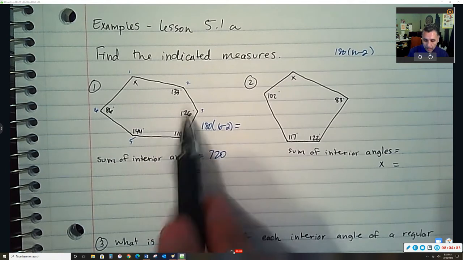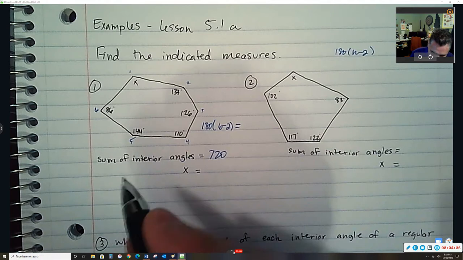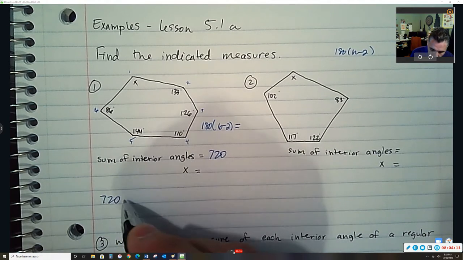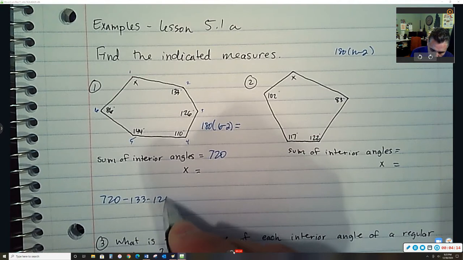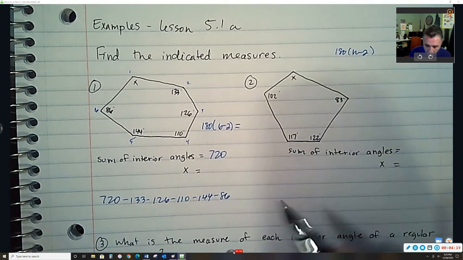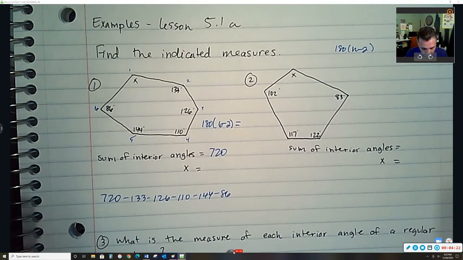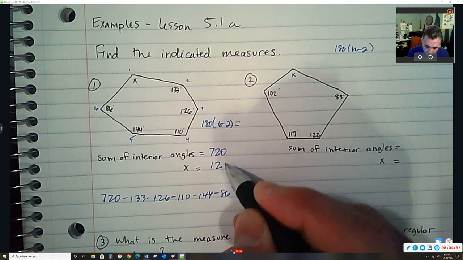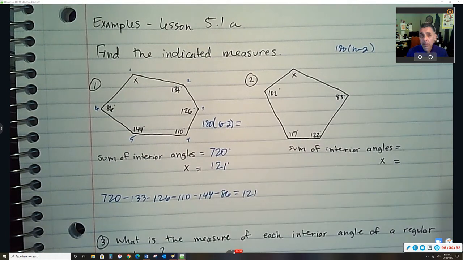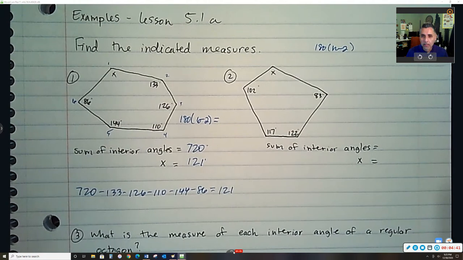Now I already have some, so all I need to do to figure out x is take 720 and subtract out all of these. So 720 minus 133, minus 126, minus 110, minus 144, minus 86. So when you do that, we get 121. And that's it. So let's go to the next one.